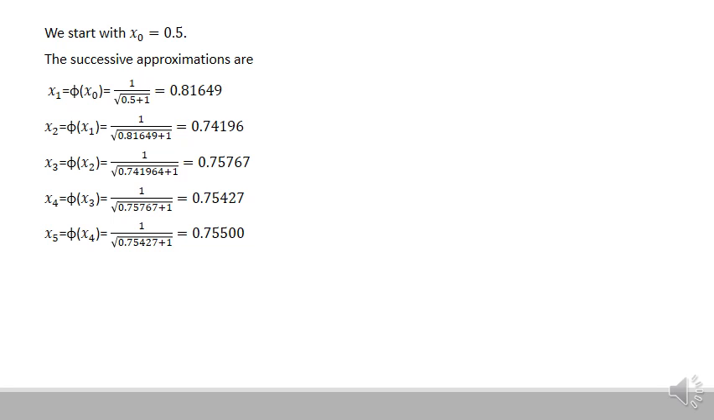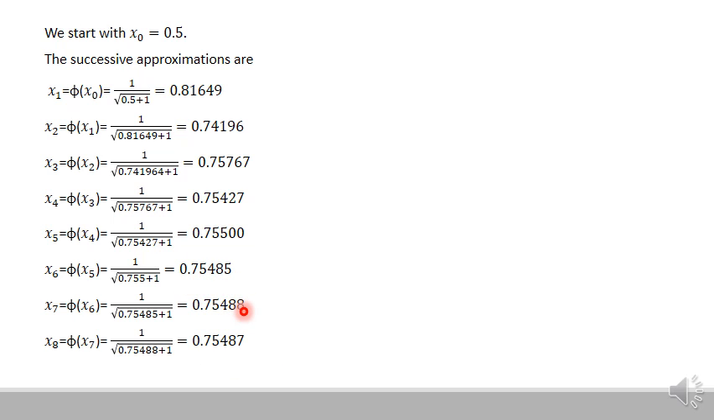x4 will be 0.75427. x5 is 0.75500. x6 is 0.75485. x7 is 0.75488. Since the two values are approximately same up to 4th decimal places, we can do one more step. We will find x8. We get 0.75487 and conclude here. We stop here and conclude that the required root is x is equal to 0.7549.